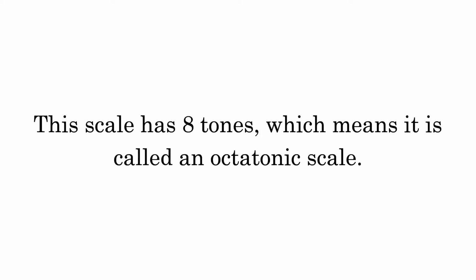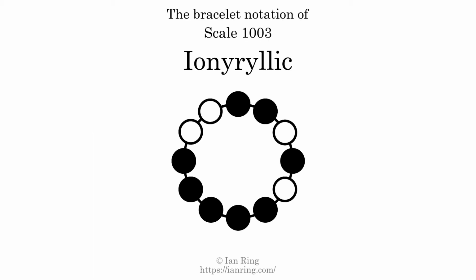This scale has 8 tones, which means it is called an octatonic scale. This is a bracelet notation diagram of scale 1003. The shaded circles represent tones that appear in the scale, and they are read clockwise, starting at the top.